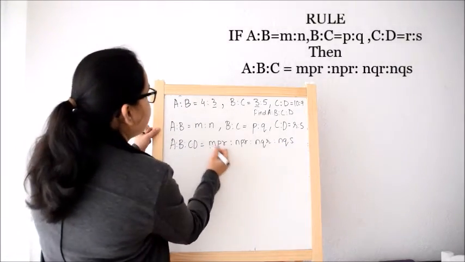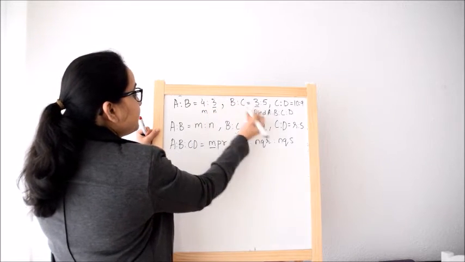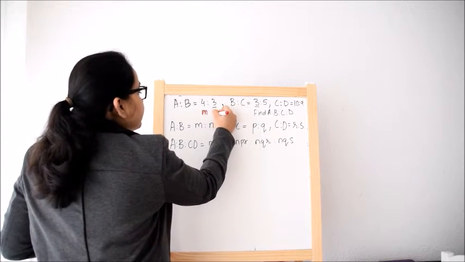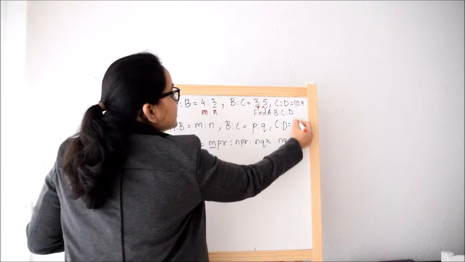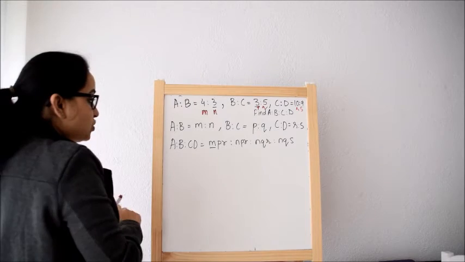Okay, now what is M here? M is this, N is this. I'll write with a different color. M, N, this is P, this is Q, this is R and this is S. Okay, so now let me solve it.